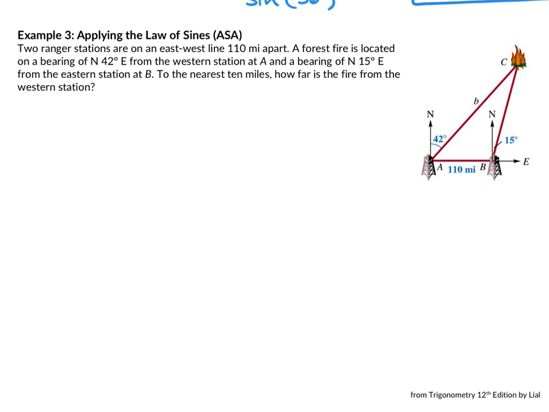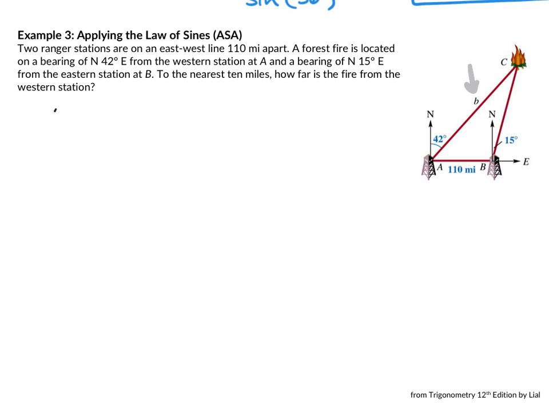First things first, which of these letters on this image am I asking you to find? How far is the fire from the western station? Yeah. So this is the western station. Can you find b? We're trying to find b. Okay, so that's important to know. This is our goal, to find b. To find b, I know that I need to know the angle across from b. So we need to do a little bit of math to know all of the angles in this image so that we can use the law of sines. We'll just go in letter order to keep it organized.